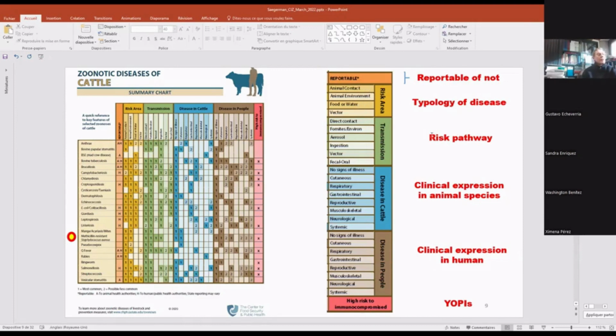You have also some interesting finding about the risk pathway, is the risk coming from which transmission route: direct contact, vomit, aerosol, ingestion, vector, fecal-oral, etc. We have also some information about the clinical expression in animal species, the clinical expression in human, and also the target vulnerable subpopulation, is the YOPs. For example, for human is young people, old people, pregnancy people, or immunodeficiency people, like this. And we have a sort of mapping of the different diseases of interest.